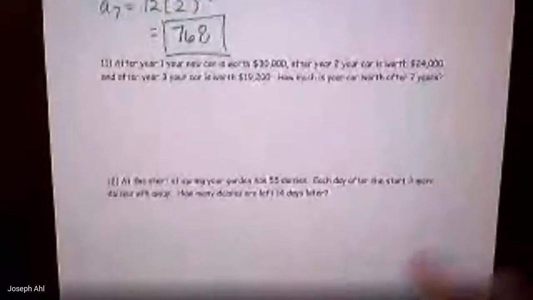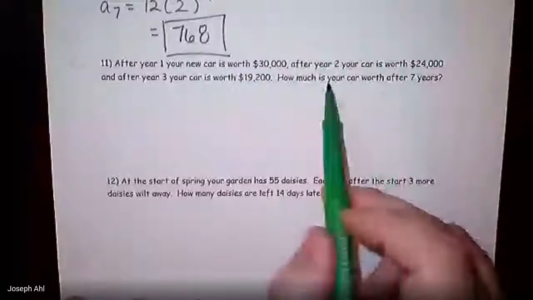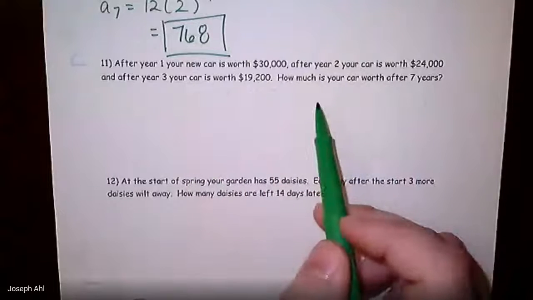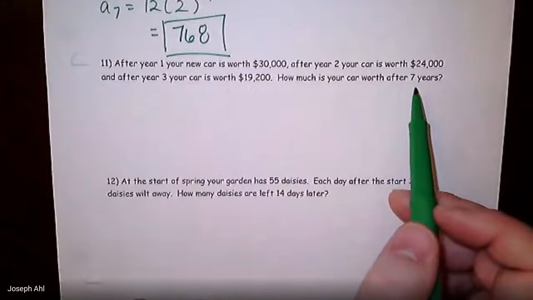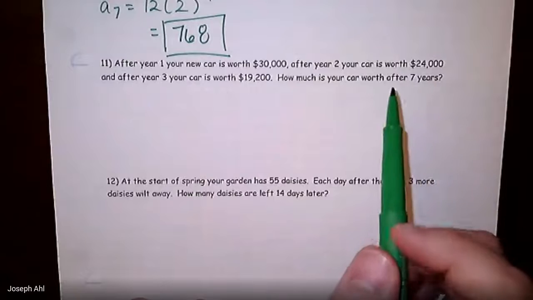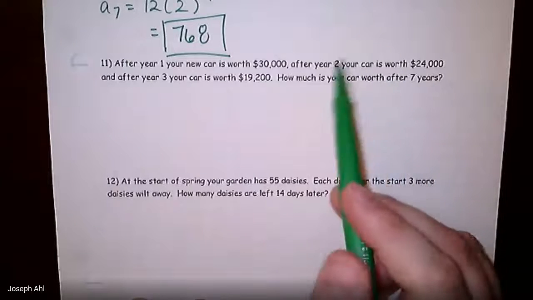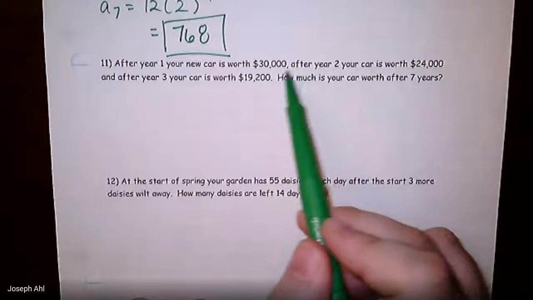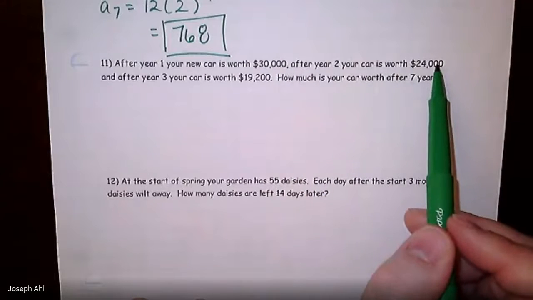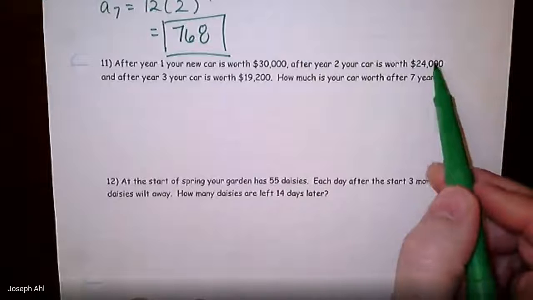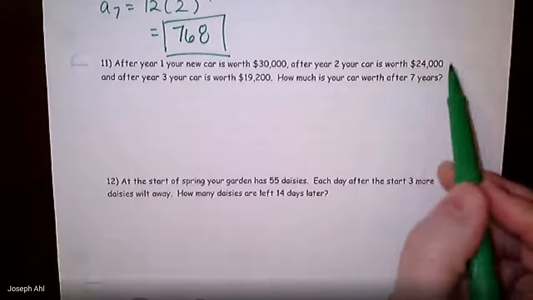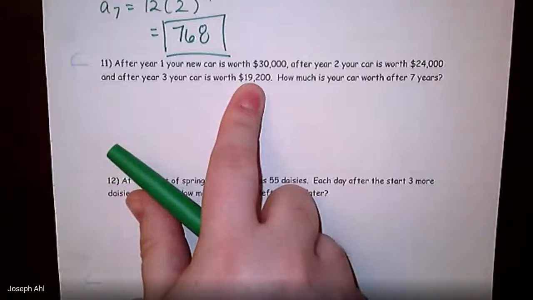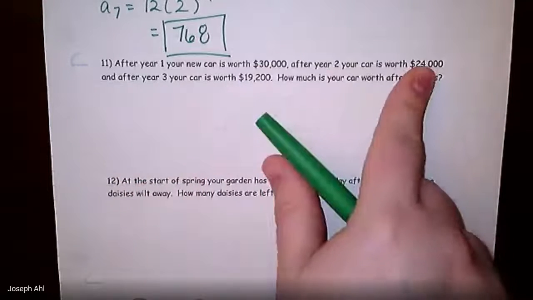Last 2 to do. After year 1, your car is worth $30,000. Year 2, it's worth $24,000. Year 3, $19,200. How much is it worth after 7 years? To determine the pattern here, if you're not sure, first check arithmetic. What do I have to subtract to get from here to here? You're subtracting 6,000, right? From 30,000 to 24,000. If you subtract 6,000 again, you would be at 18,000, which is not the value of the car in year 3. So I'm thinking this is geometric.